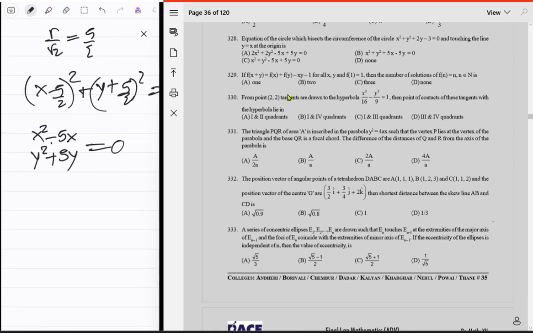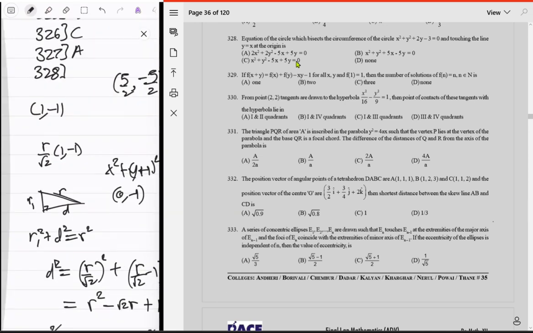That was pretty obvious because it passes through 0 comma 0. That's our circle. So x square plus y square minus 5x plus 5y equal to 0, which is C. Next question.